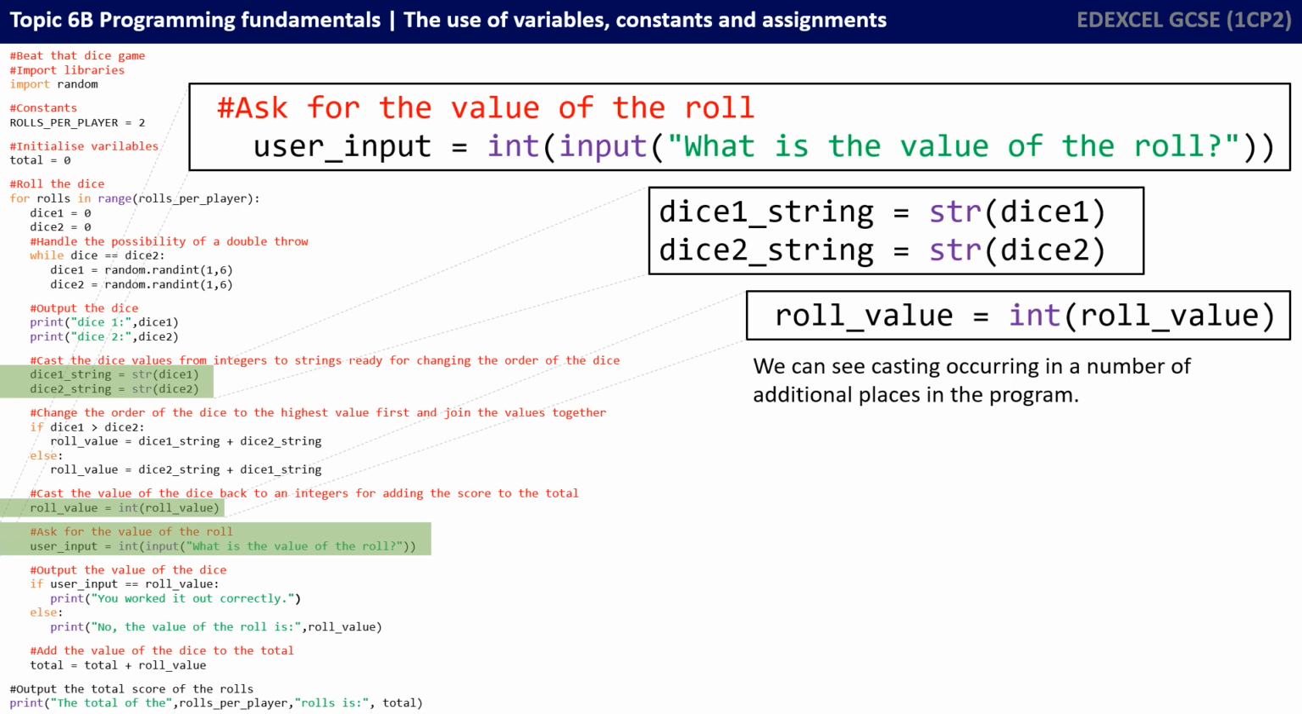We can see casting occurring in a number of additional places as well. So we can see in these top two lines that we take the value that's held in the variables dice1 and dice2, which are integers, and then we cast or convert those into their string equivalents, and then assign those to the variables dice1 string and dice2 string. You can see lower down, we take the contents of the variable roll value, and we cast and convert it to an integer before storing it back into roll value. We can actually cast from any data type to any other data type.